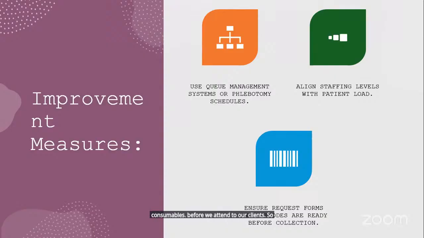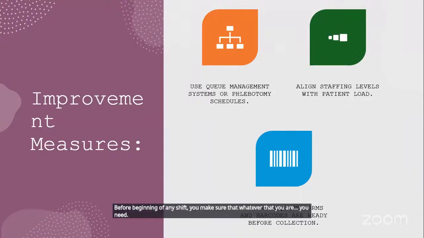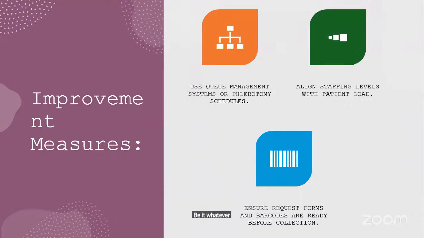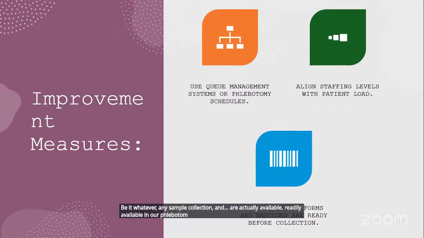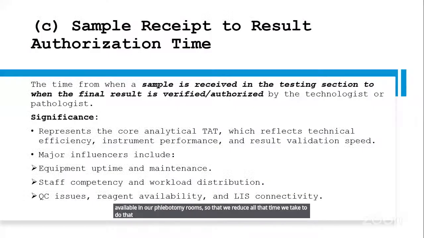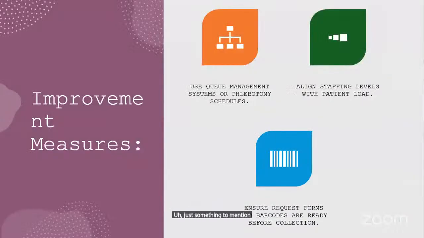So before the beginning of any shift, you make sure that whatever you need, be it Vacutainer tubes or any other sample collection materials, are readily available in our phlebotomy rooms, so that we reduce the time we take to do that. Then the third aspect that we are looking at is just something to mention on those two aspects, A and B, that I've mentioned.